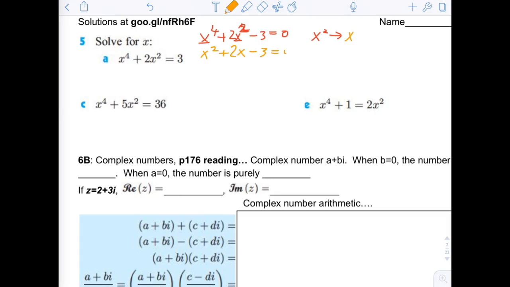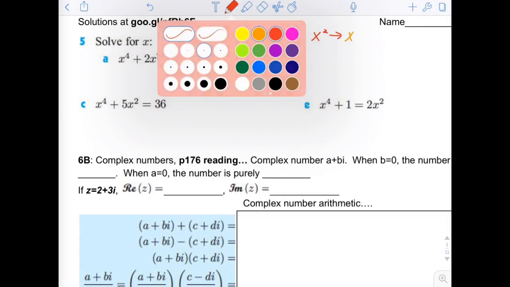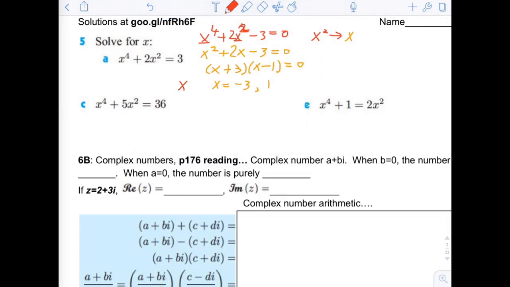And now let's solve it. Now it's a factoring problem. We could put x plus 3 and x minus 1 equals 0. So orange x is either equal to negative 3 or 1. And if orange x is equal to negative 3 or 1, that means red x squared is equal to those numbers. So if x squared is equal to negative 3, then red x is equal to the square root of negative 3, which would be i square root of 3.